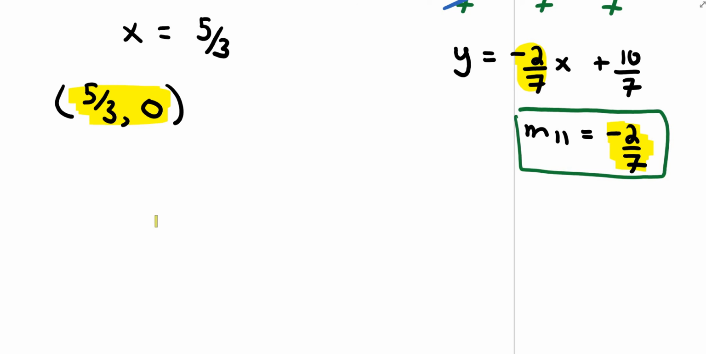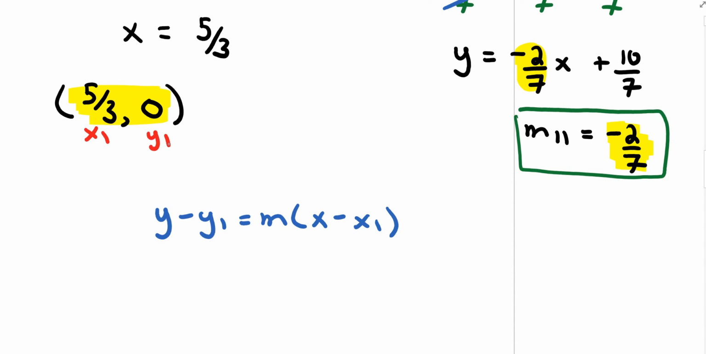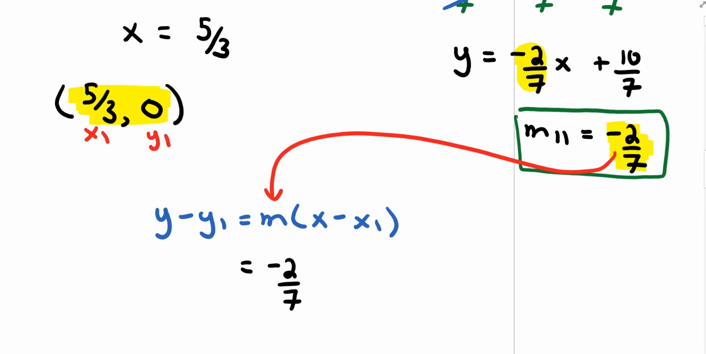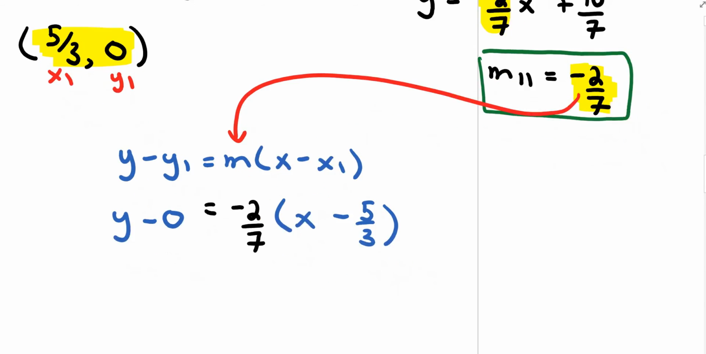So in order to do that, I will go ahead and use the point slope formula. And if I do that, this will be my x1, this will be my y1, and my slope is going to be just negative 2 over 7. So let's go ahead and plug that in. So negative 2 over 7 times x minus 5 over 3. And I have a y minus 0 on the left-hand side.